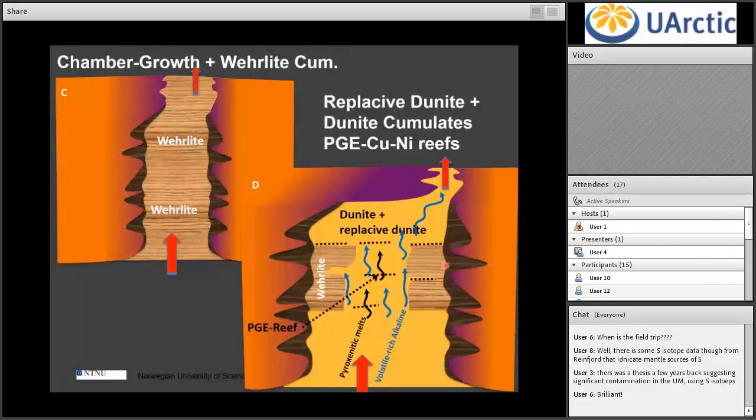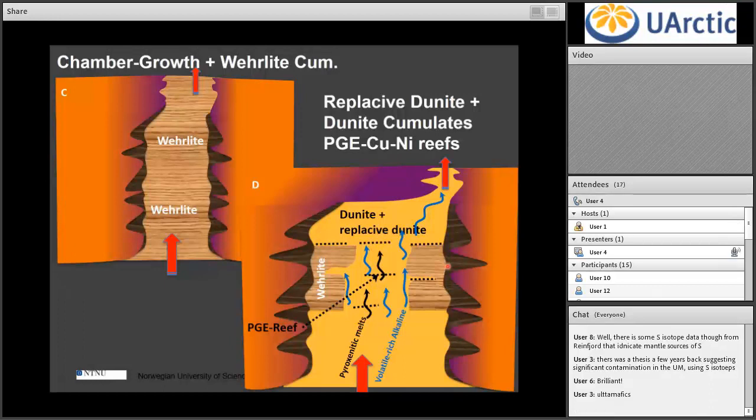No. It looks like everything is okay. So maybe if somebody has some, sorry, Rune? Trump is saying something about a thesis a few years back suggesting significant contamination using sulfur isotopes. I can answer that actually, because these are our studies. They're not published yet, but we did sulfur isotope studies of the sulfides in Reinfjord.